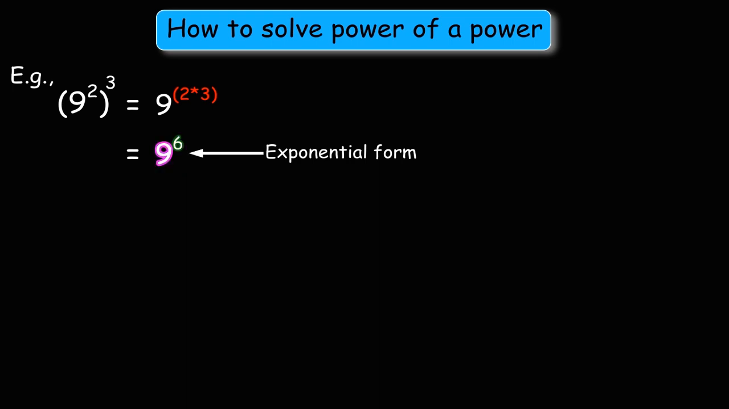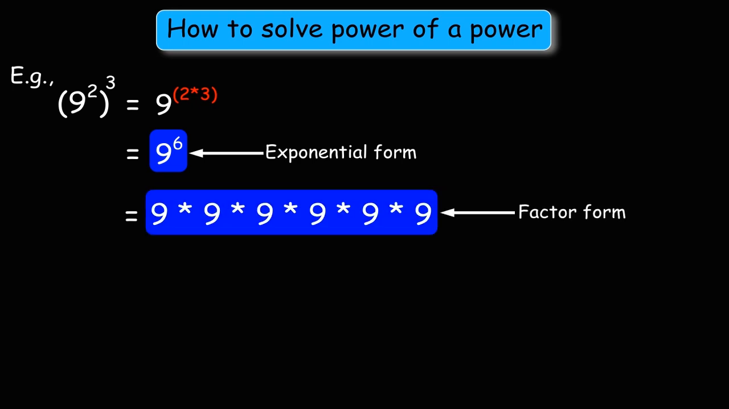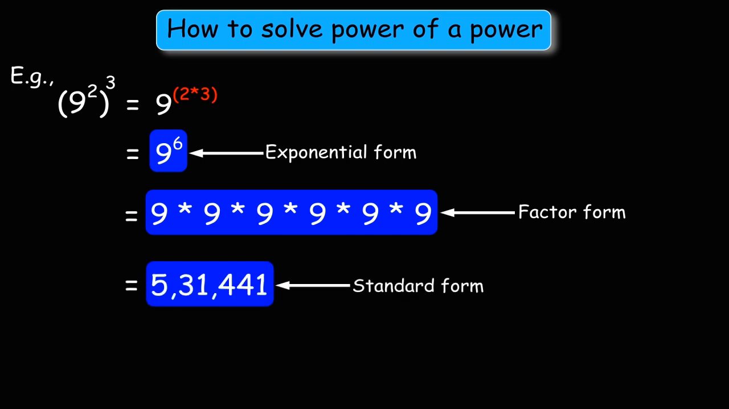It has a base and an exponent, and if you want to represent this number in standard form, you will have to simplify the powers. So 9 to the power of 6 has to be written in the factor form, that is 9 multiplied by itself 6 times. And then you have to further multiply that to get the answer in standard form. So now we know what is a power of a power and how to solve this question. It was relatively easy. You just have to multiply the exponents, and then we get the answer in exponential form.